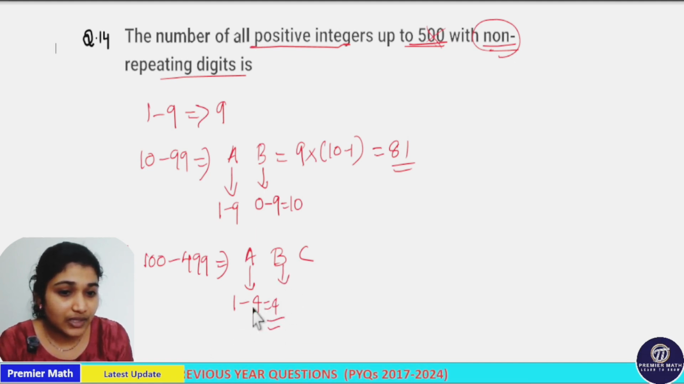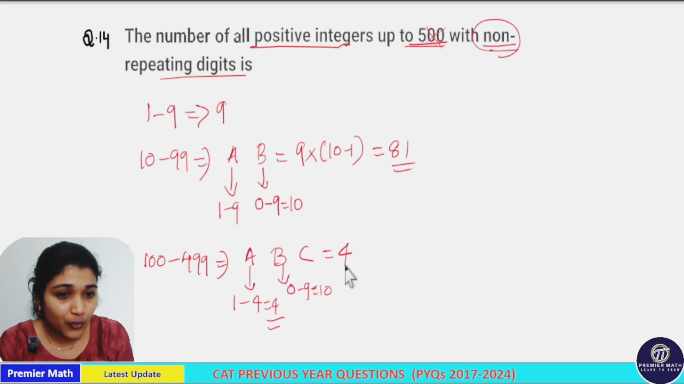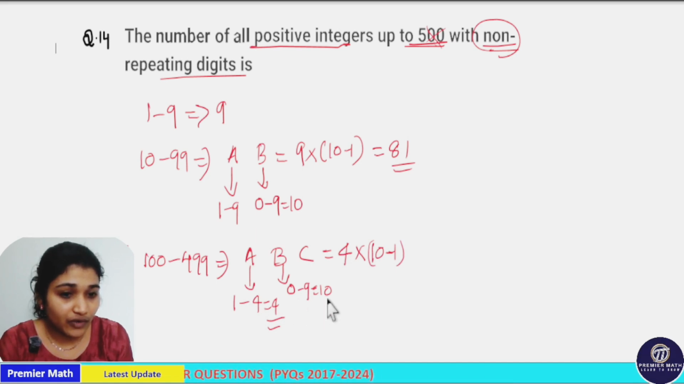Now for B, we can choose any digit from 0 to 9, a total of 10 values. But we already chose one digit for A, so we have to subtract that 1 from 10. So for first place A, we can choose 4 values, and for second place B, 10 minus 1 values, because we already chose one value for A.